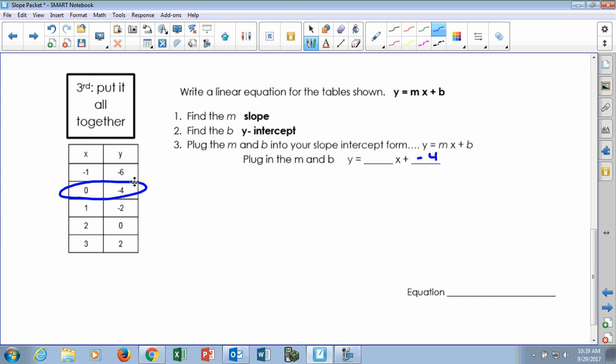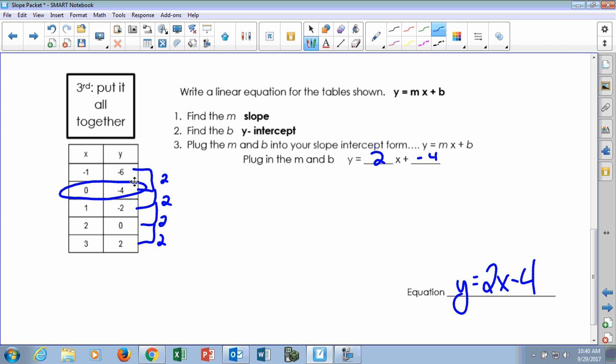Now we got to figure out the slope, right? Well, the x's are increasing by what? 1. So we just got to figure out what the y's are doing. Are the y's increasing or decreasing? They're increasing. So from -6 to -4, it's 2. Yep. So our slope is 2. So again, we don't write the plus minus. When you write your final equation, you're going to have y equals 2x minus 4.